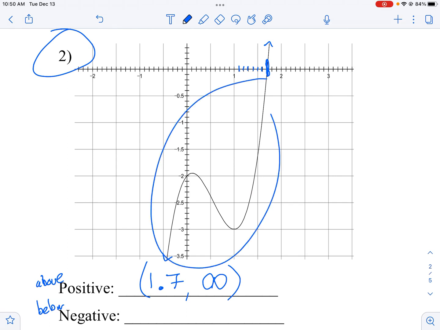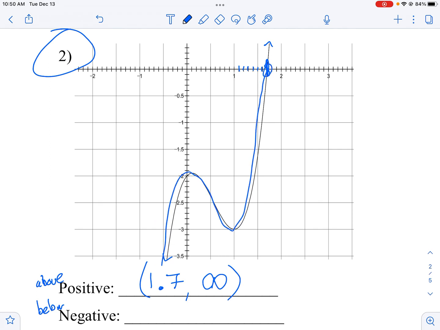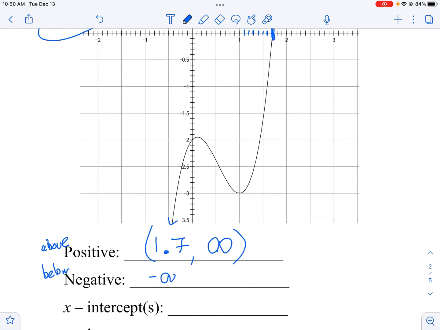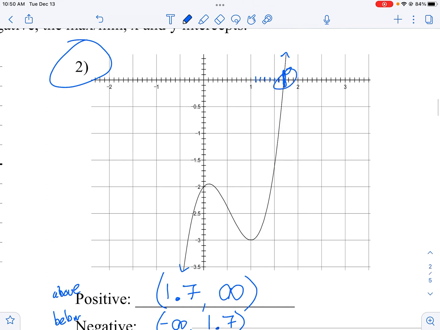The interval where it's negative is over here. Well, it started being negative. It was negative, negative, negative, negative, negative, and then it stopped here. So it started being negative on my left side. So on the left side, that's going to be negative infinity. And then it stopped being negative at that same point, 1.7, the intersection here where it crosses over. So there you go. That's how you write your positive and negative intervals.